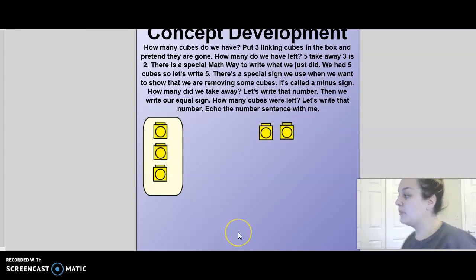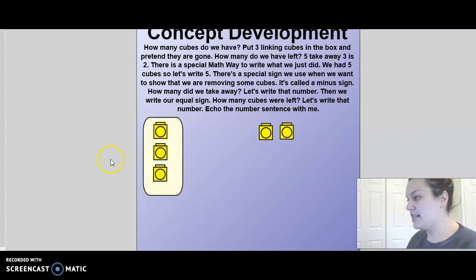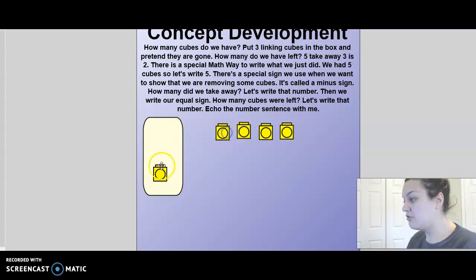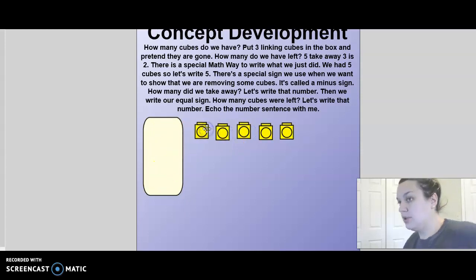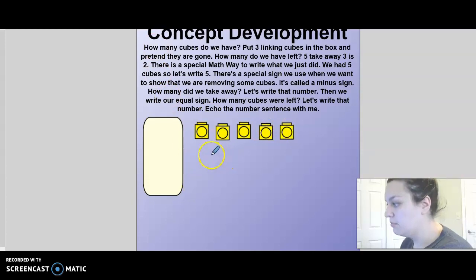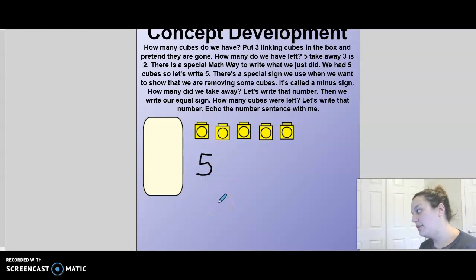Okay, so here's how we write a subtraction sentence. We start with how many we had all together. So we're going to act this out so we can do this step by step. We start with how many we had all together. Let's count. 1, 2, 3, 4, 5. Okay. And we write that. So that's really our whole, our first number that we're writing. So we have 5, and then it said to put 3 away.